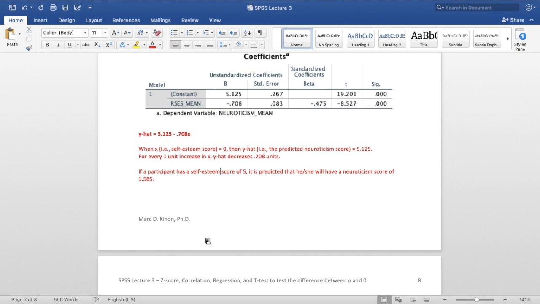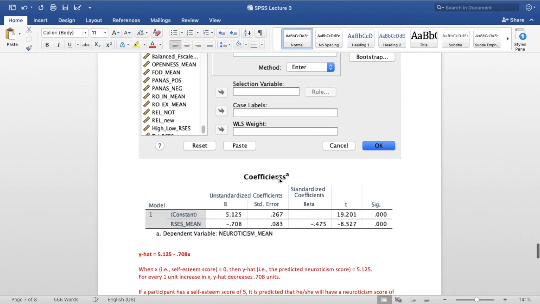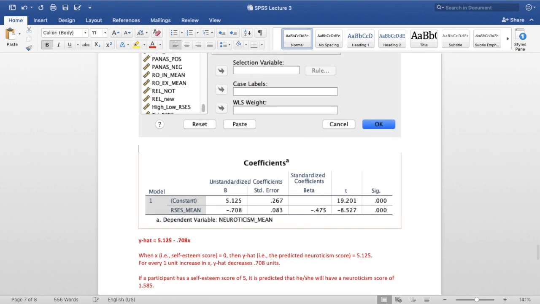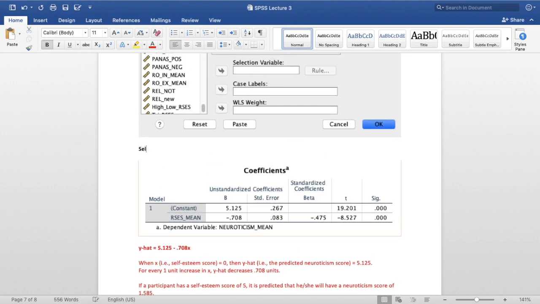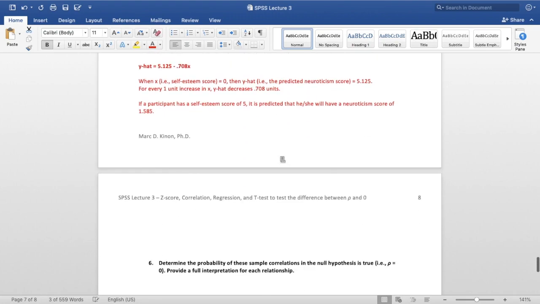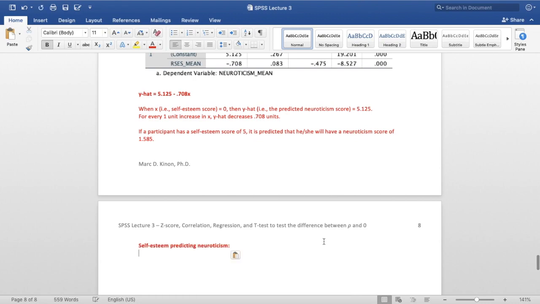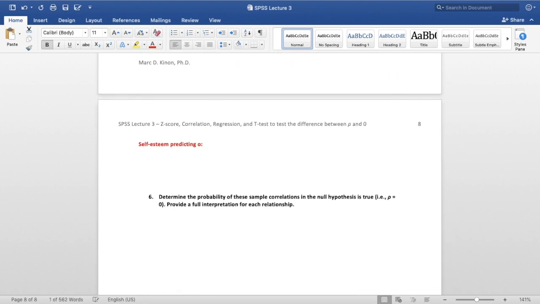So we just did self-esteem predicting neuroticism. Now let's do self-esteem predicting openness. Okay, I'll write this out. So now we're doing self-esteem predicting openness.